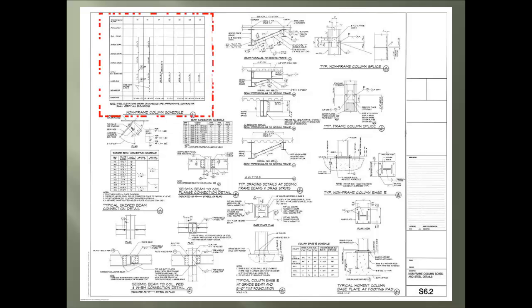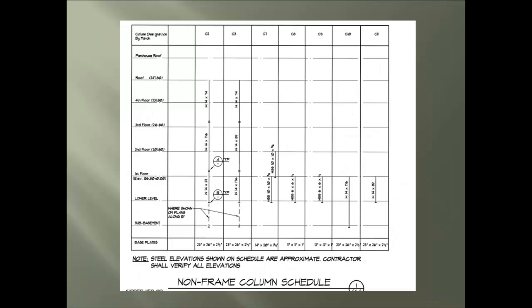We will take a closer look at the non-frame column schedule, and to keep it simple, just remember, if the column is not part of the seismic frame system, it will be found here. Looking at the schedule, you will find the call-out of the actual column running horizontally across the top, and the floors or levels running vertically down the left side. Here are the base plate size and thickness requirements. Notice how each column ends at different floors.